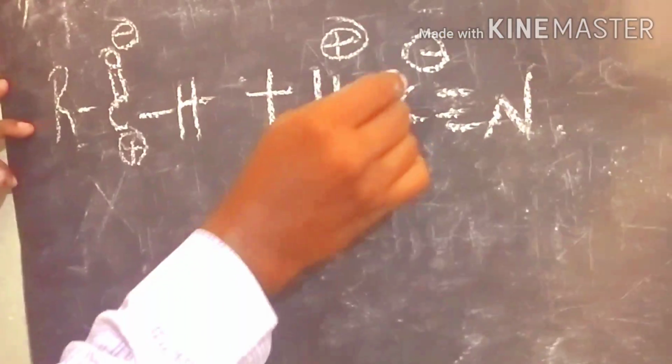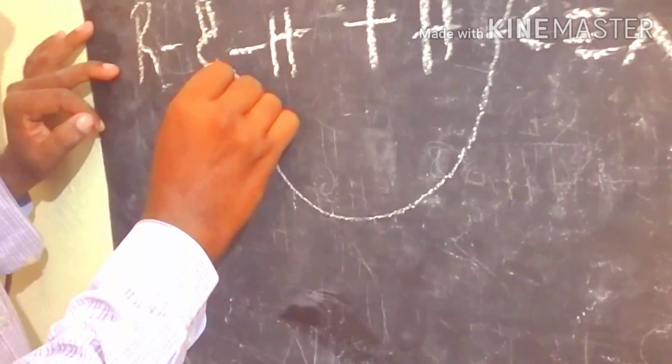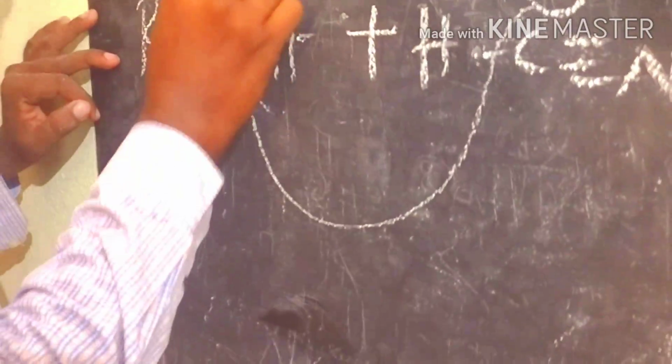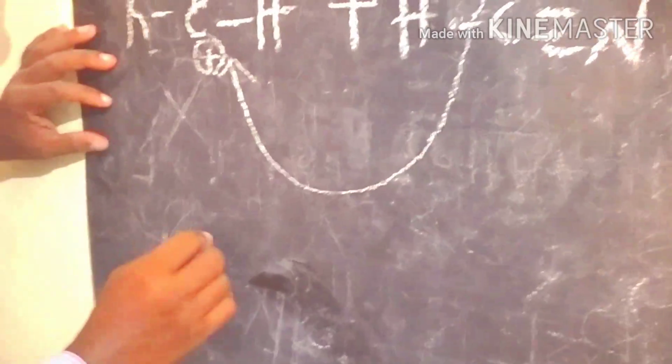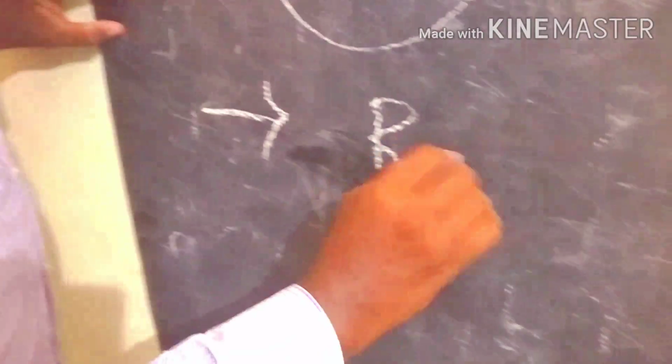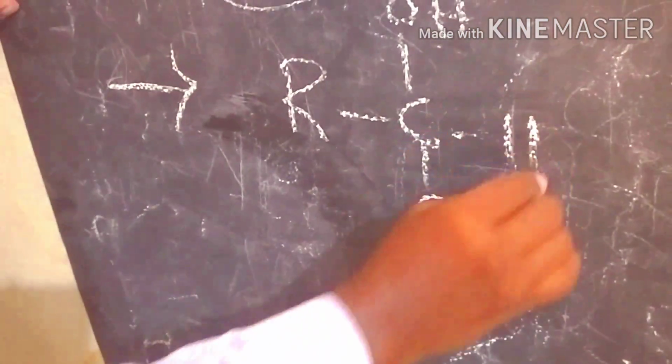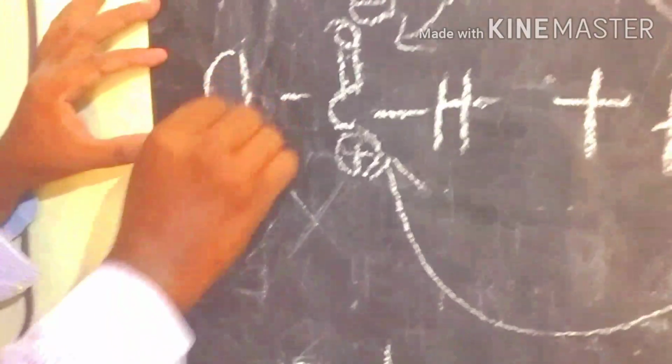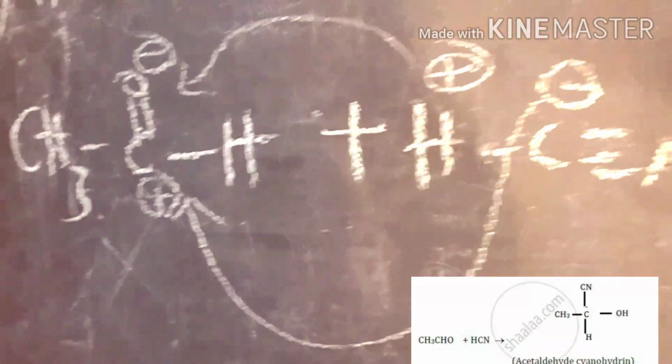So always the negative ion goes to the positive ion, and the positive ion goes to the negative ion. Finally we are getting this product. What is the product? OH and CN, H. If you take a simple example, acetaldehyde, in place of R we are substituting a methyl group. So this is the product.